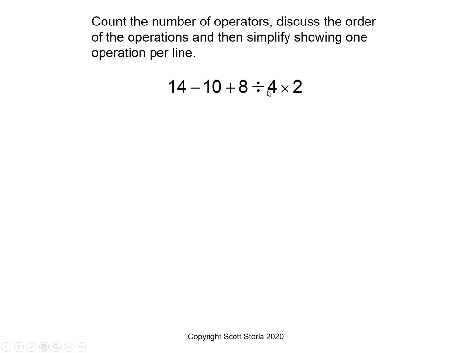8 divided by 4 is 2. 2 times 2 is 4. 14 minus 10 is also 4. And then 4 plus 4 would be 8. Here's your next problem.